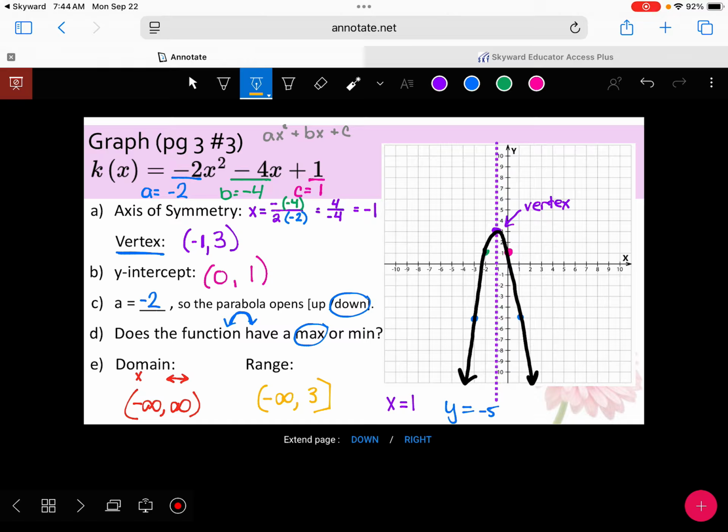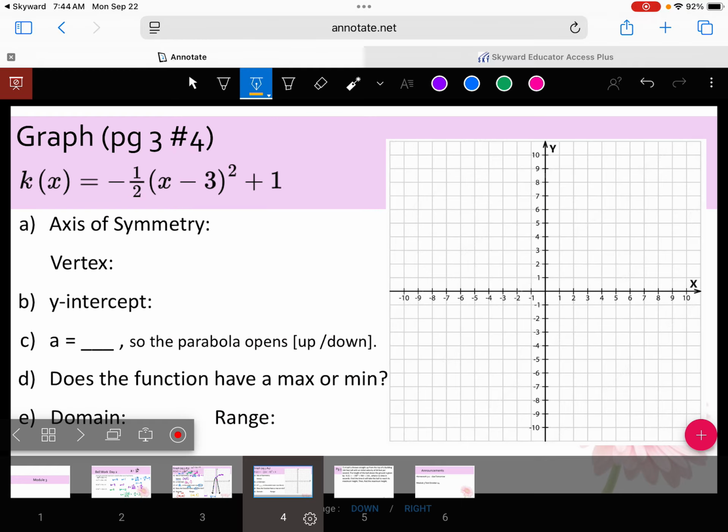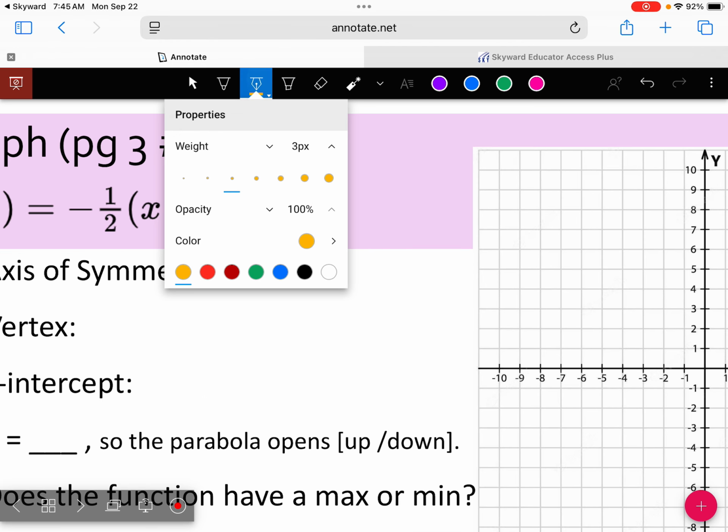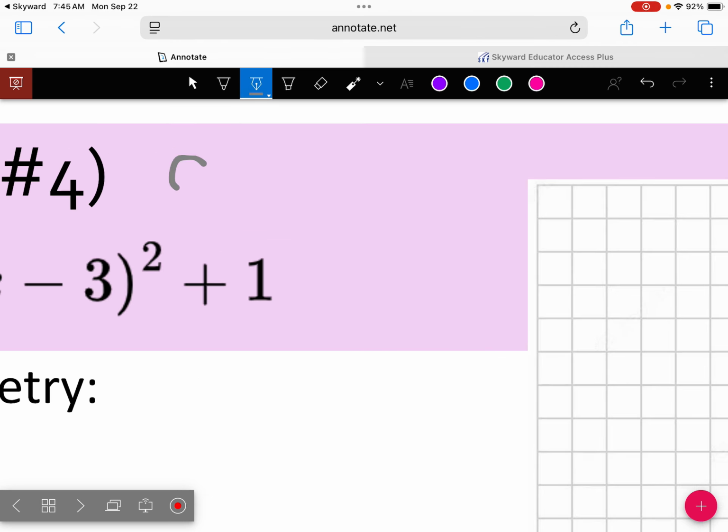Questions on this one? Okay. We're going to do the next one, number 4. Which is similar, but not exactly the same. Because this one's not in our standard form or in our general form. This is more like how we did our absolute values. This is much more like when we did these guys.